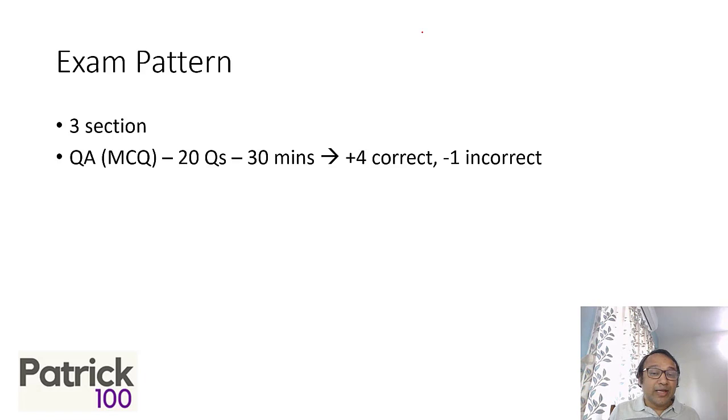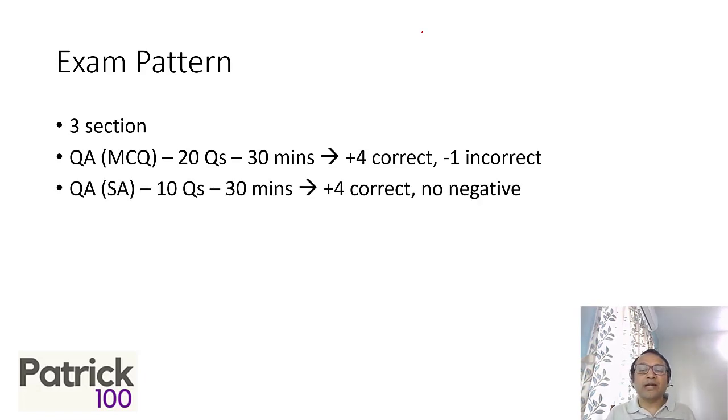One is quant, which is 20 questions, 30 minutes, plus 4 for every correct answer, minus 1 for incorrect. Next is quant without options, so it's the theta question. That means you have to type in the answers. It is 10 questions, 30 minutes. You again have plus 4 for correct and no negative marks.